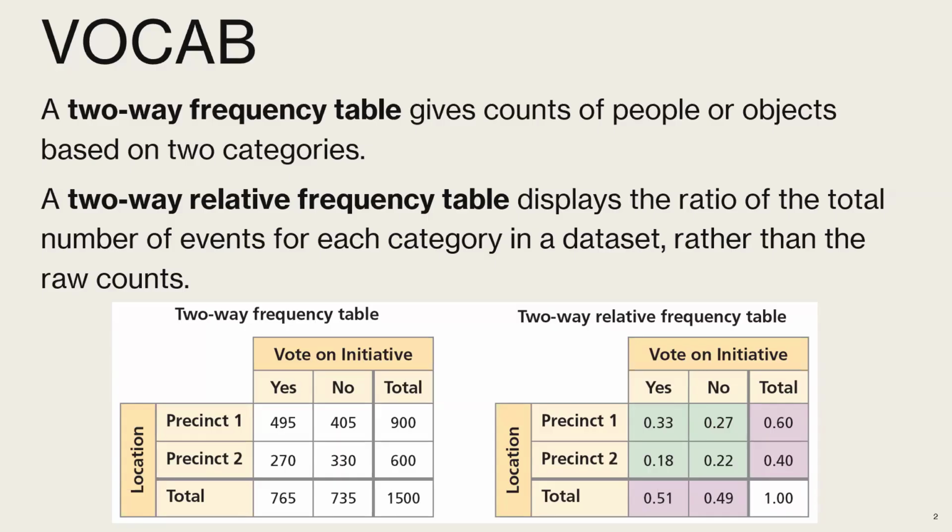On the right, we have the relative frequency table, which is a ratio based on the total number that were in the actual table. So here, there were 1,500 people. That's essentially the denominator. We're taking like the 495 out of 1,500. That's where 0.33 comes from. 405 out of 1,500. That's where 0.27 comes from, and so on. So we're taking the ratio of what actually happened over the total number of options, in this case, in that precinct.